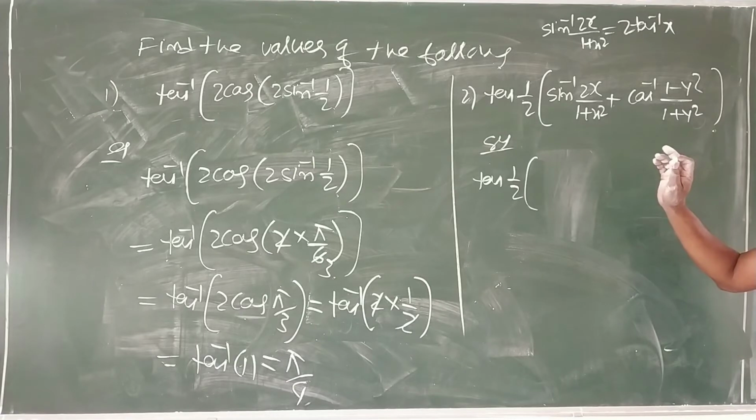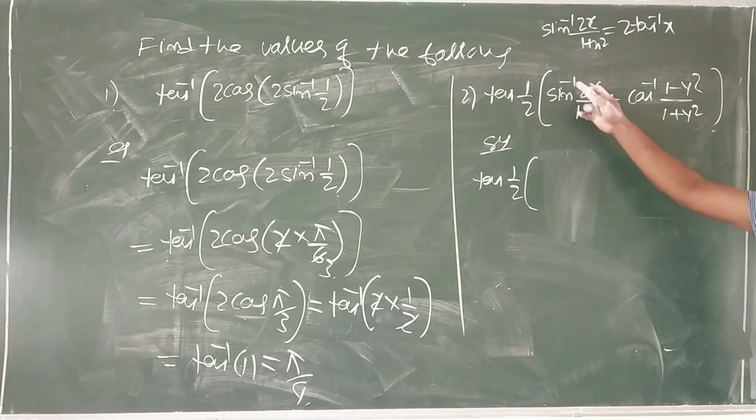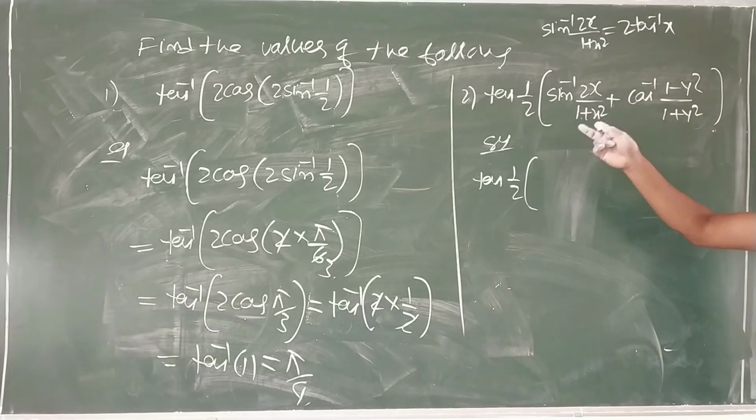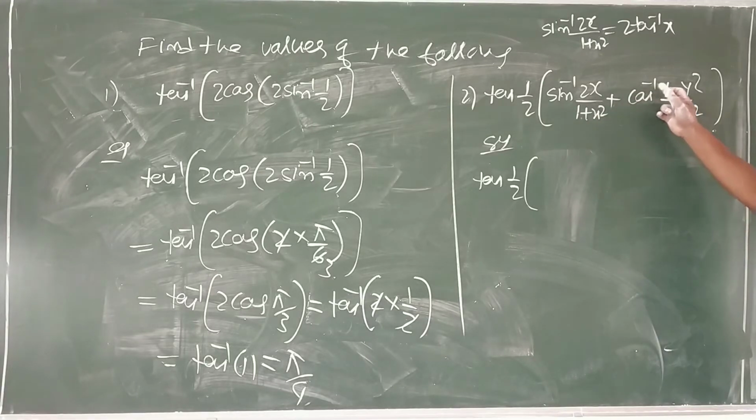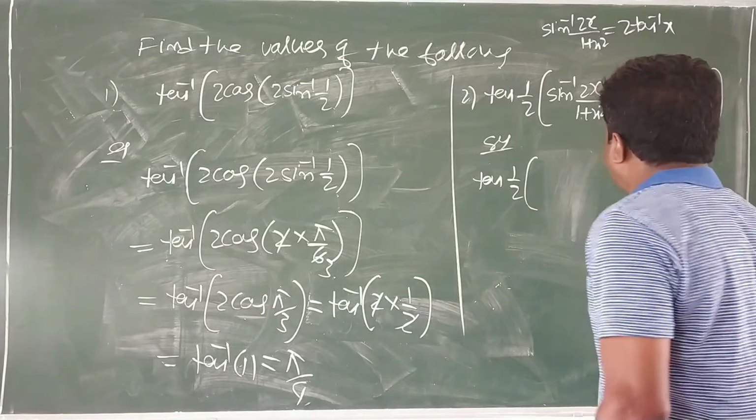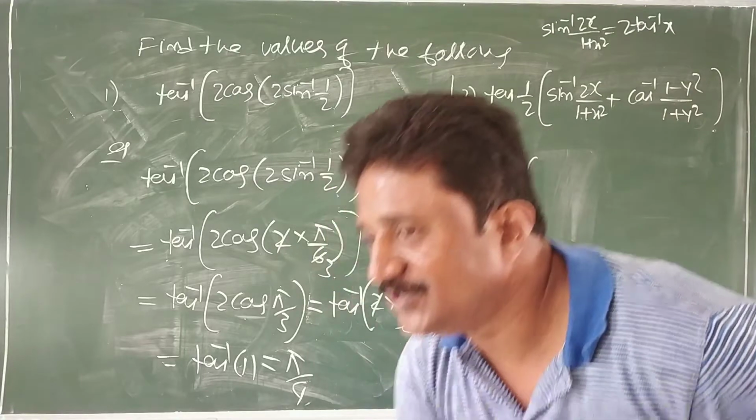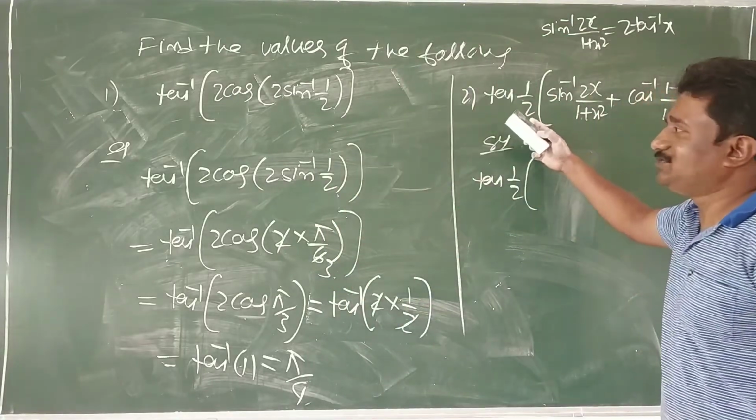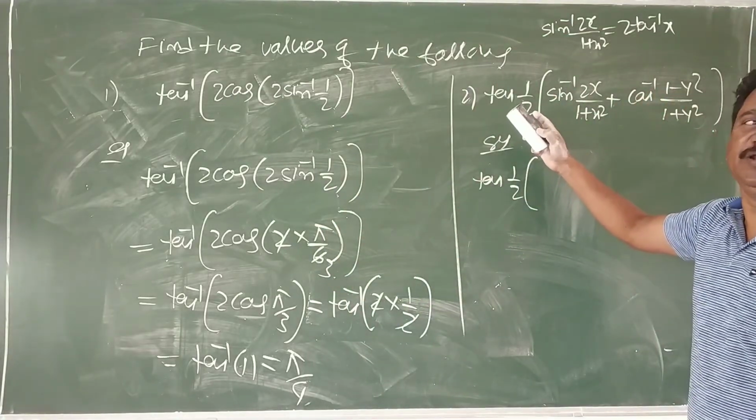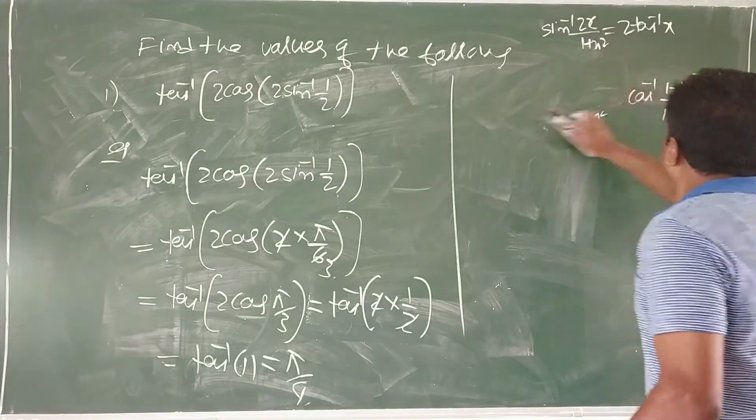Similarly, cos inverse 1 minus y square by 1 plus y square is 2 tan inverse, not x, y. So 2 tan inverse y. Wait, students, I will solve this question afterwards because there is a formula related to it which I have to prove first. Don't take this one.